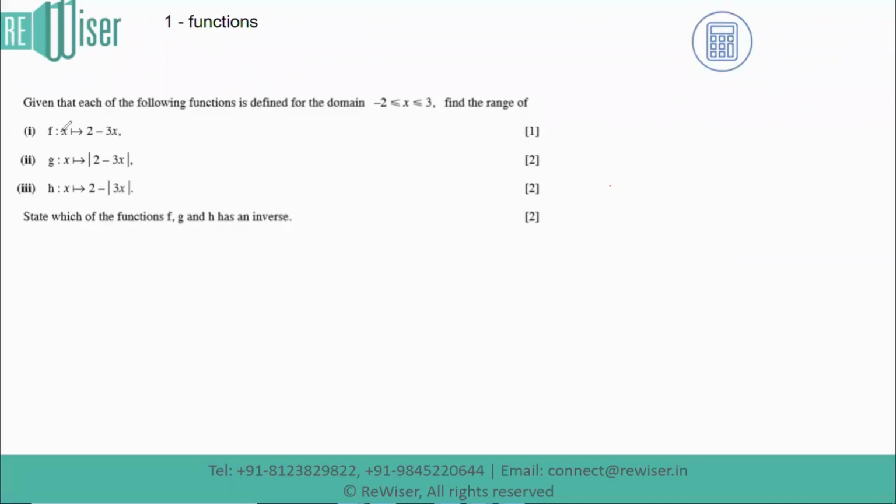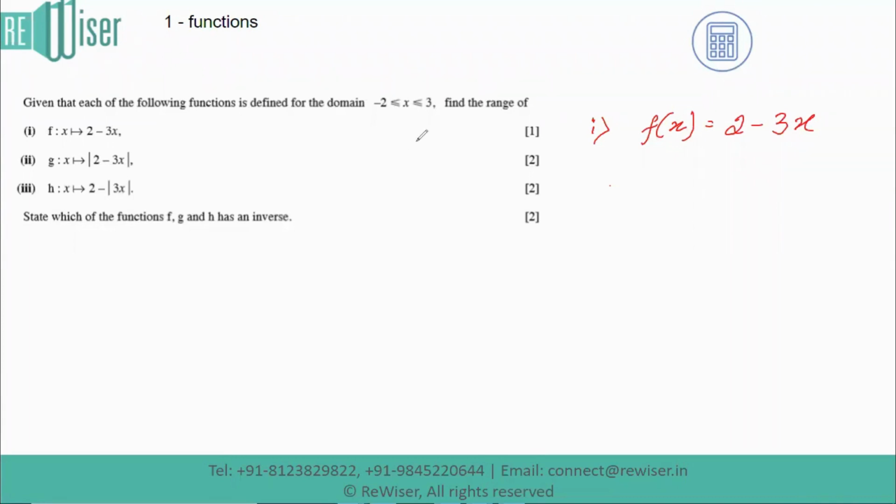In this question, given that each of the following functions is defined for a domain of -2 to 3, we need to figure out what is the range of these functions. And this is the same as writing f of x for part 1. That is the same as writing f of x equals 2 minus 3x. And clearly this is a linear function, and a linear function would just keep on increasing or decreasing.